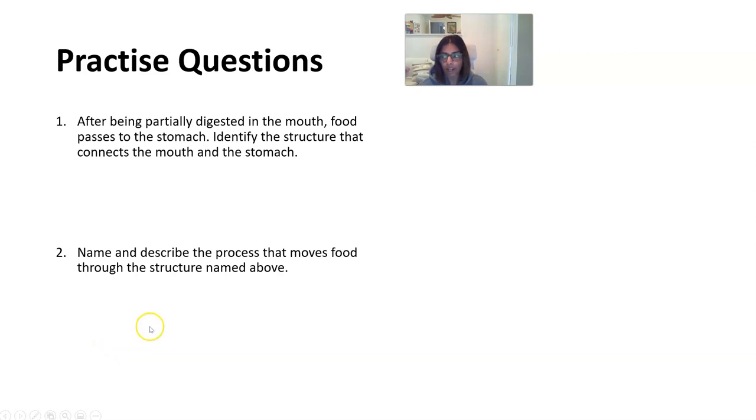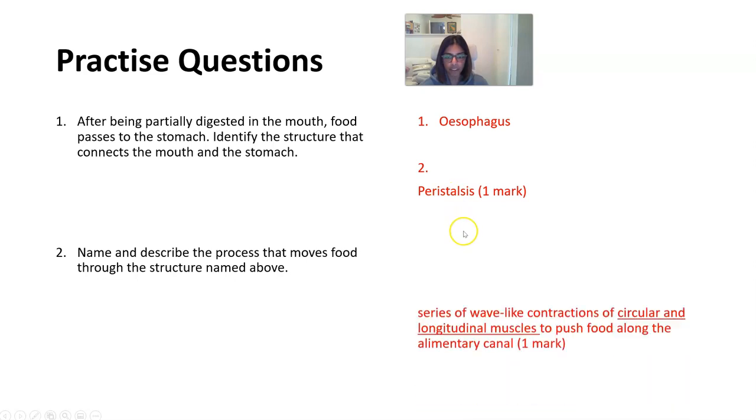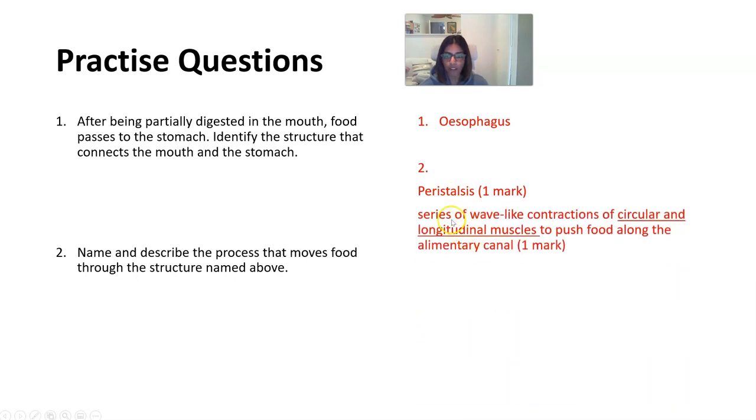Alright, so hopefully you were able to get some answers for that, and let's check them off. So the structure that connects the mouth to the stomach is of course the esophagus, and the name of the process that moves this food along is of course peristalsis. You get 1 mark for that. And then describing that process, it's a wave of contractions, and you must mention the 2 types of muscles here. So it's circular and longitudinal muscles, and describing that action, it's contraction behind the food and relaxation in front.